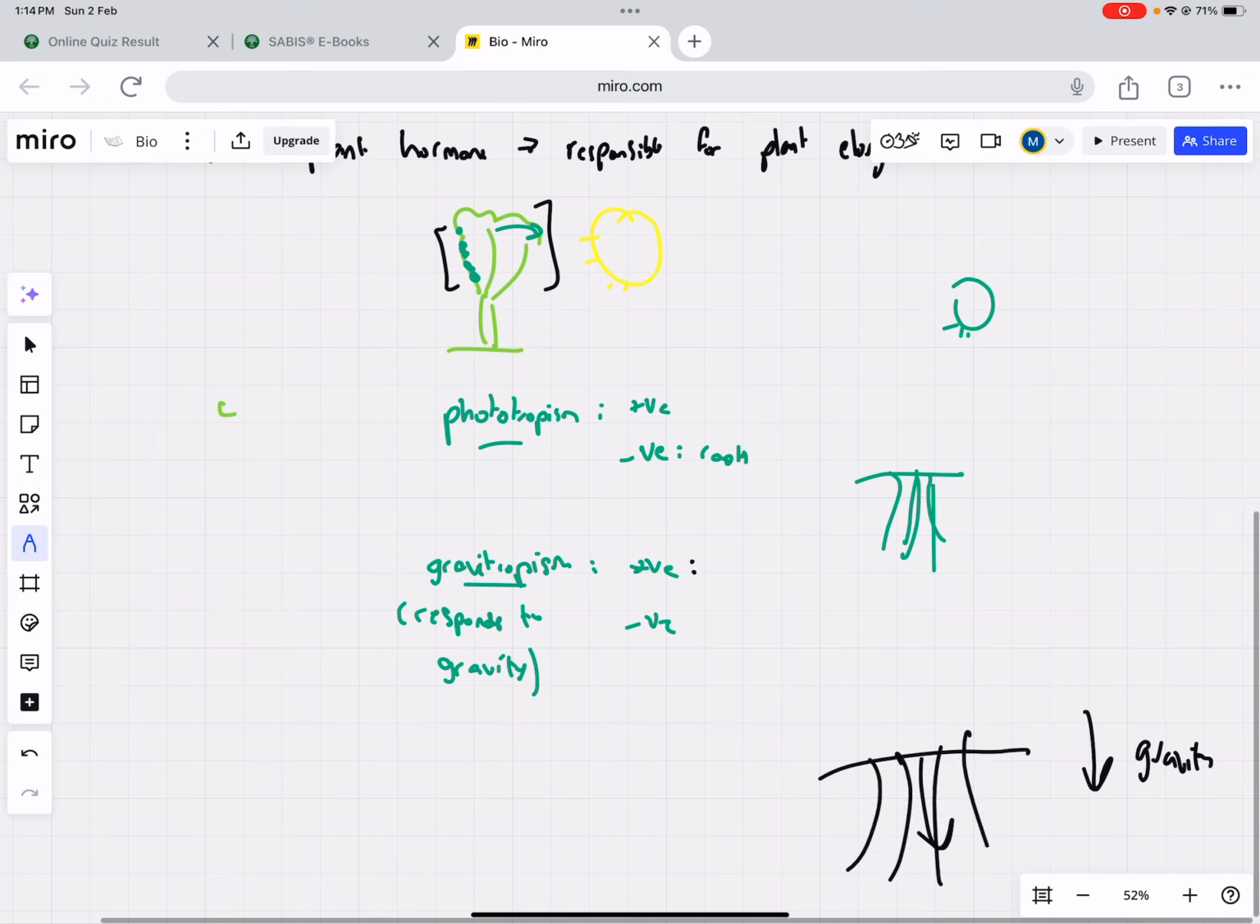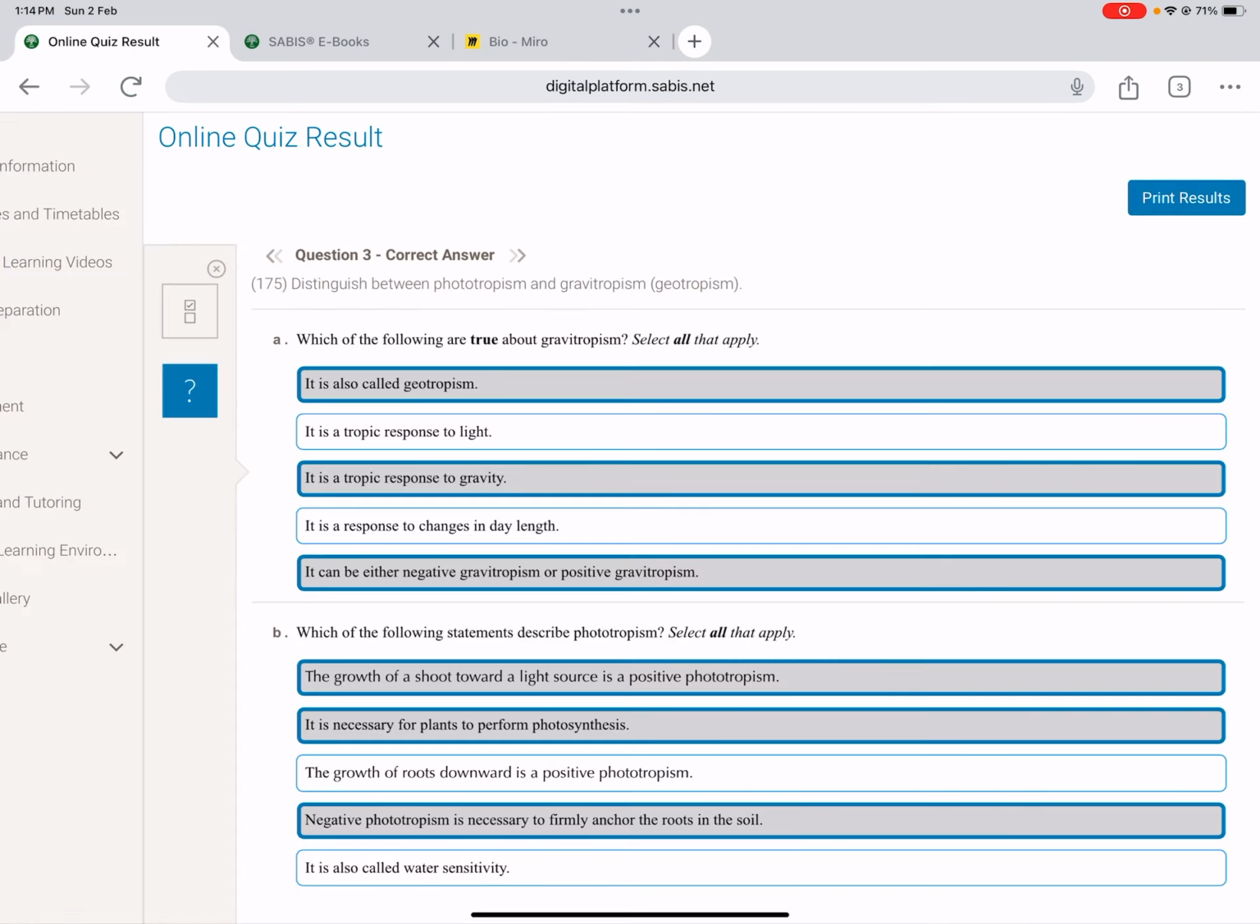So roots show positive gravitropism, while the stem itself or the tree itself, they grow upwards, while gravity is downwards. So they're opposing, they're going in the direction opposite of gravity. So that's why we call it negative gravitropism. So let's look at the options. We can also call gravitropism geotropism. It is a tropic response to gravity, and it can either be negative or positive.